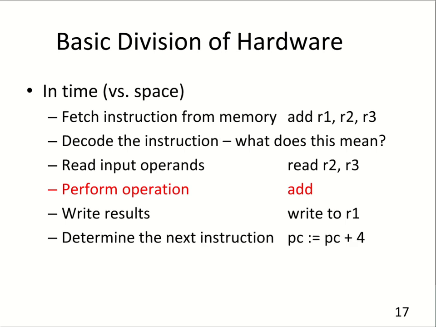Finally, once that instruction has been executed, we need to determine the next instruction. For typical instructions that aren't control or branch or jump instructions, we will simply increment the program counter, in this case by 4 because the instruction size is 4 bytes, and then we'll repeat the process. We'll fetch the next instruction from the next address.